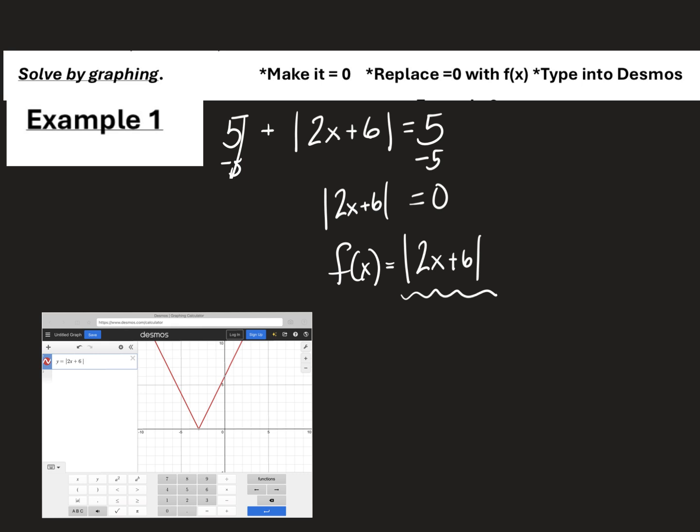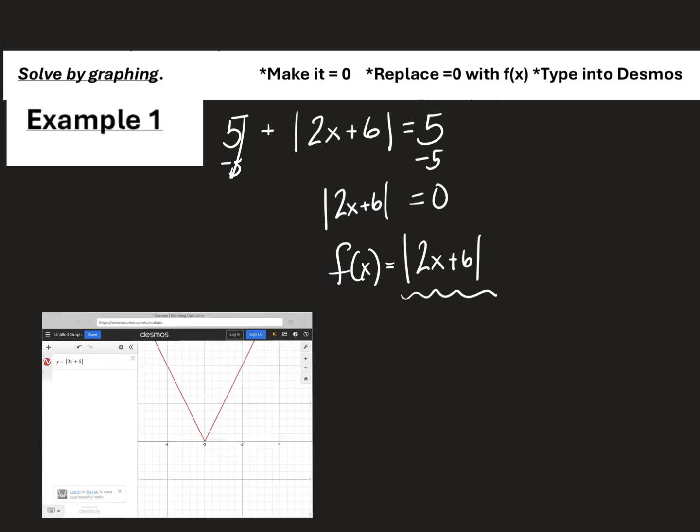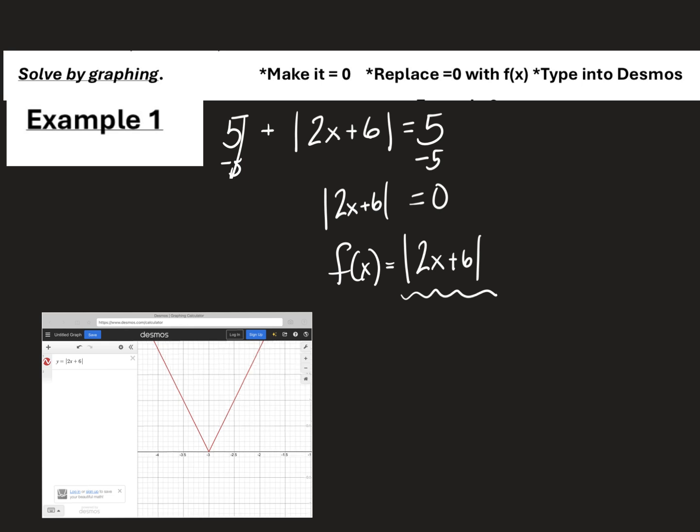And remember, my solution, or solutions, is where the graph crosses or touches the x-axis. So when I look at this, the graph just touches the x-axis at -3. So my solution set for this equation is -3.